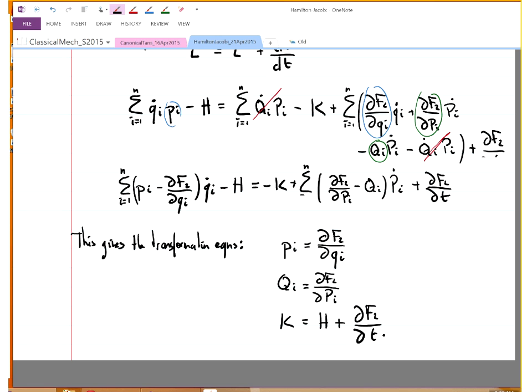So we derived the transformation equations of the type 2 for canonical transformation. Now, of course, we still don't know how to find F2. Right? This is all assuming that we know what F2 is. So the Hamilton-Jacobi equation is going to tell us how to figure out what F2 is.